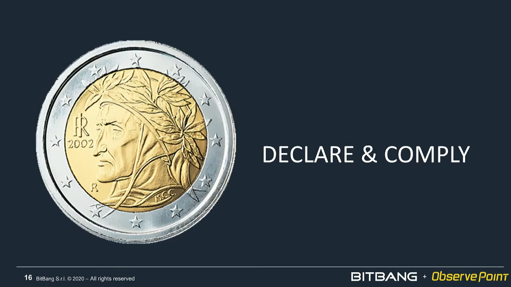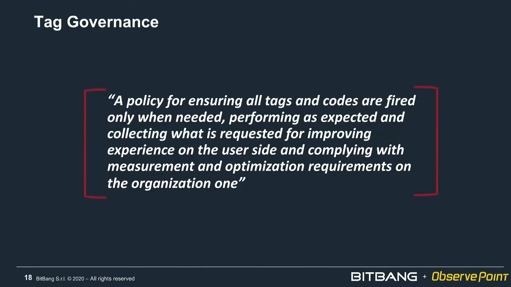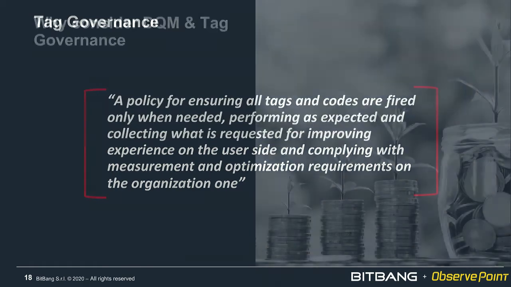But there's only a kind of trade union for this, and it's the governance. So we want to propose and promote a kind of tag governance framework, a kind of policy for ensuring the tags and the codes are firing when desired, where all the properties or variables are set properly, and complying with all the regulations and policies that our company or our relationship with the clients requires.